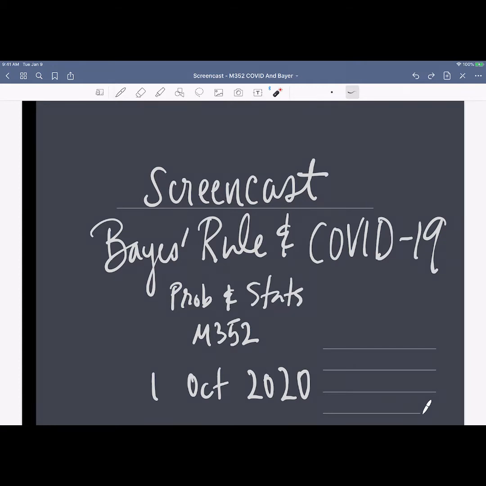Hey, this is a screencast on Bayes' rule, and it's basically going to be me working one big example about applying Bayes' rule to understanding COVID-19 testing. The screencast will be broken into two parts. The first part will be working through the computation of a conditional probability, and the second part is going to be working through what's called a sensitivity analysis.